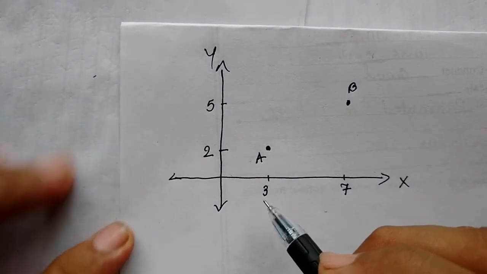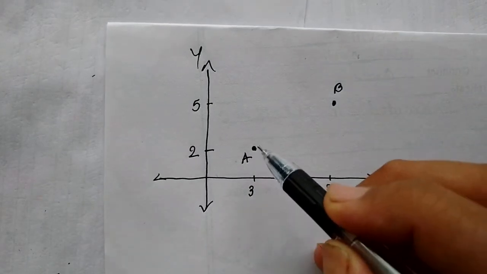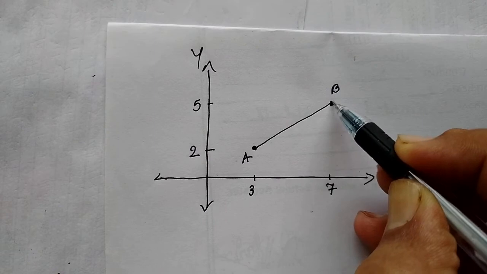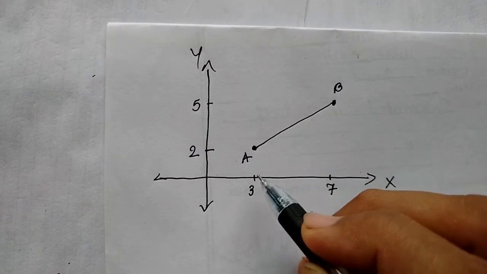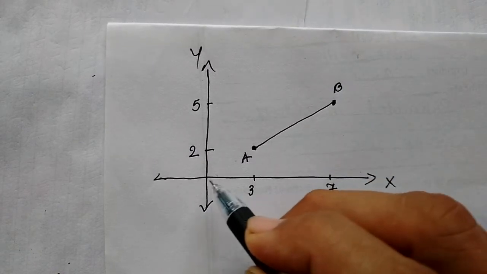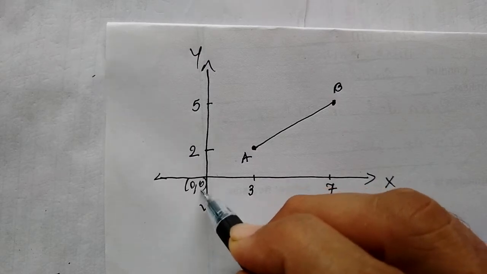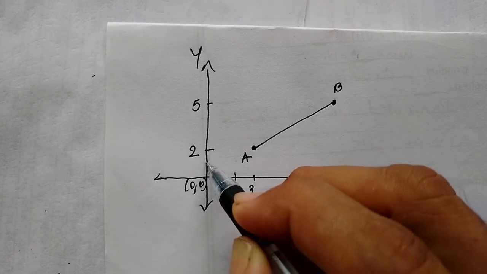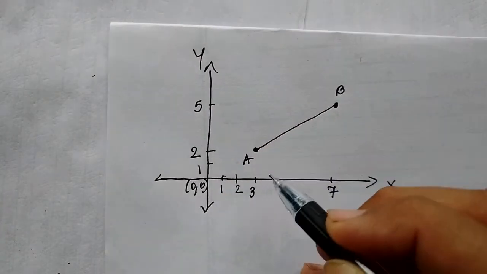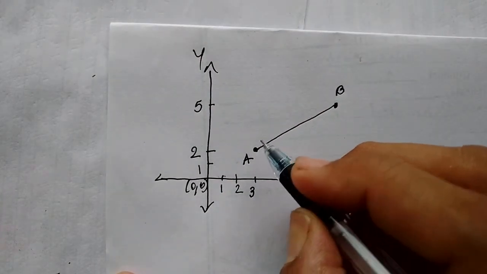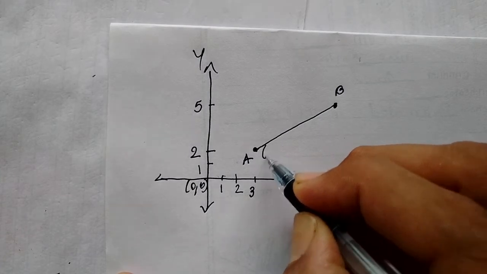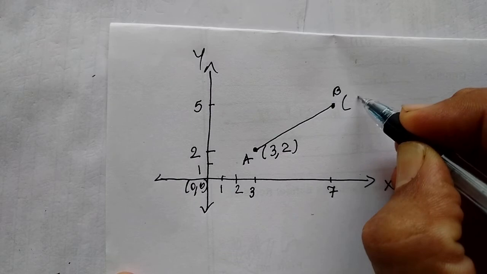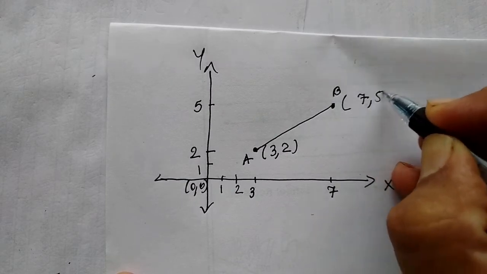Now children, let us understand this topic. We want to find the distance AB. Here this is the point 3, children. Here it is starting from 0, 0. Here 1, 2, 3, 4, 5, 6, 7. Similarly here 1, 2, 3, 4, 5. Now children, find the coordinates of A. Coordinates of A are (3, 2). Coordinates of B are (7, 5), children.